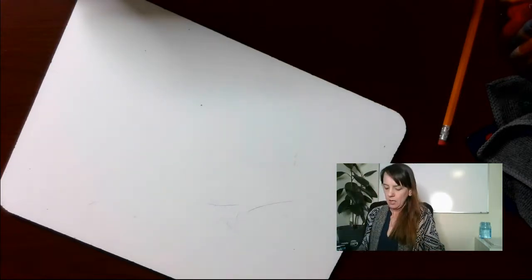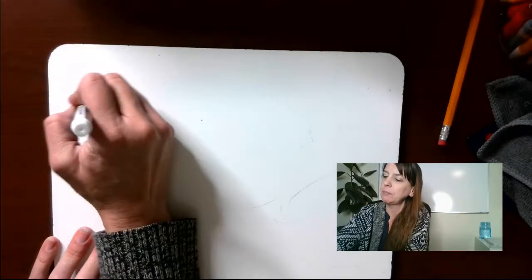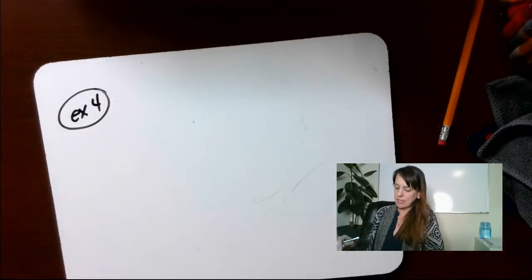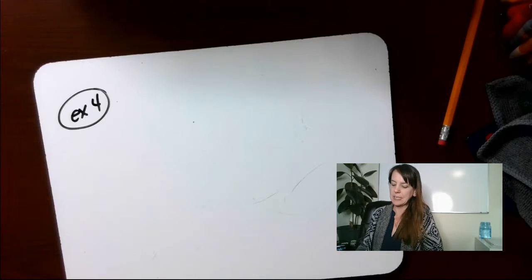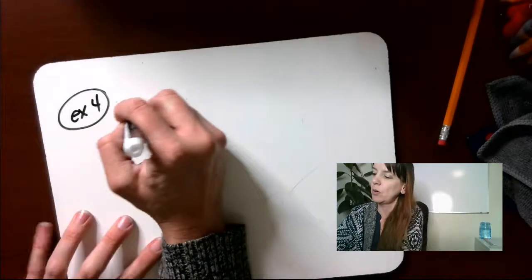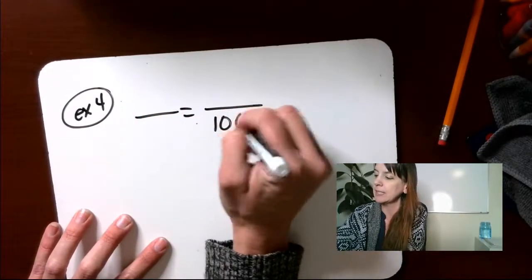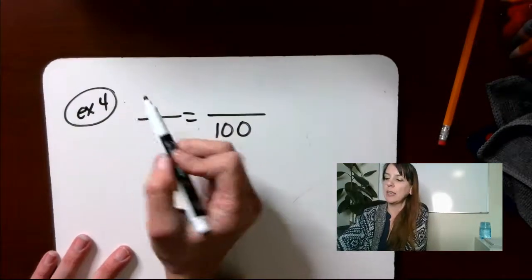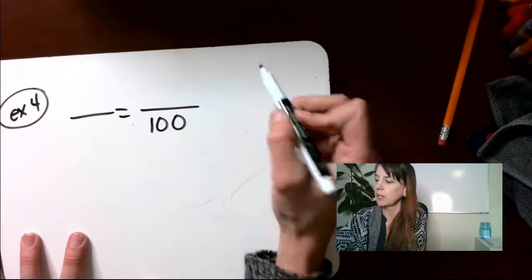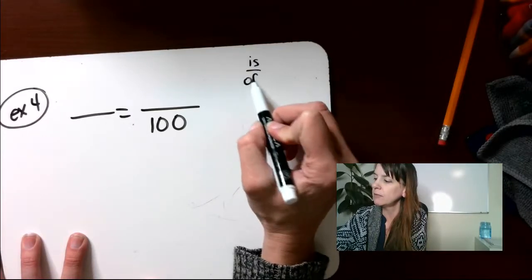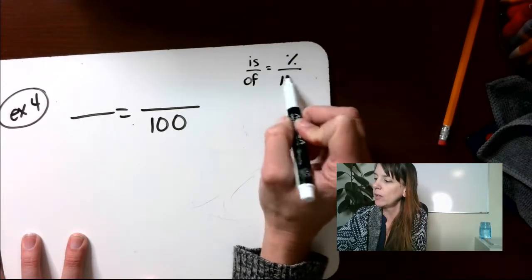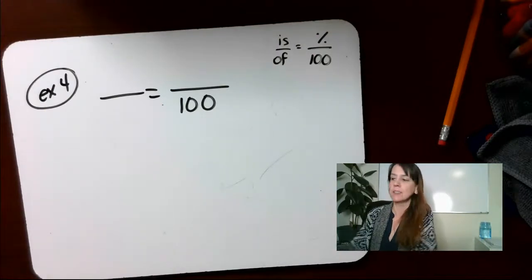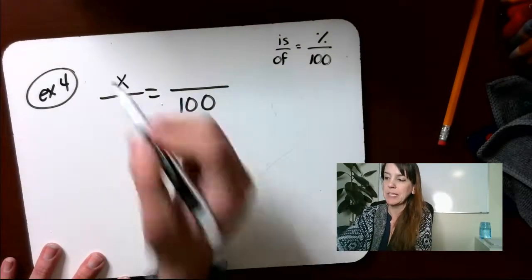All right, so let's talk about example number 4. This guy says, what number is 160% of 60? Well, we know it's a percent problem, so we're going to work it like this. What number is, right? We know is over of. Let me rewrite that over here. Is over of equals percent over 100. What number is, so that's going to go in our is, what means X, right?